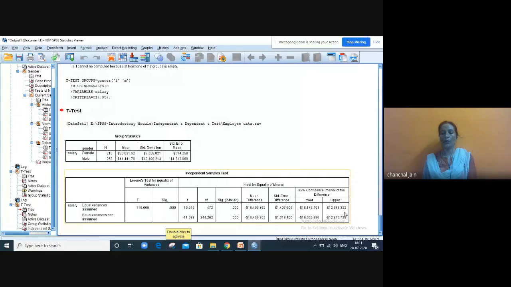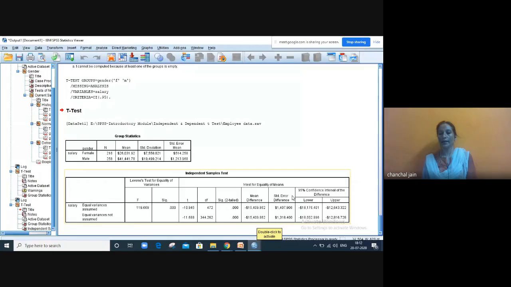Further, there are a few more columns, so we will see. The first one is telling you the mean, the next one is telling you the mean difference. Mean difference is the same, you can see this is the difference. You will get this value when you subtract the mean salary of the female from the mean salary of the male employees. So this is one thing.